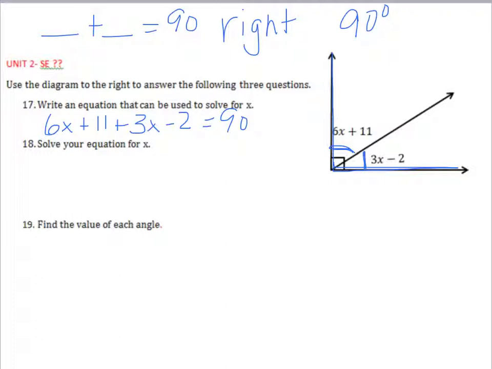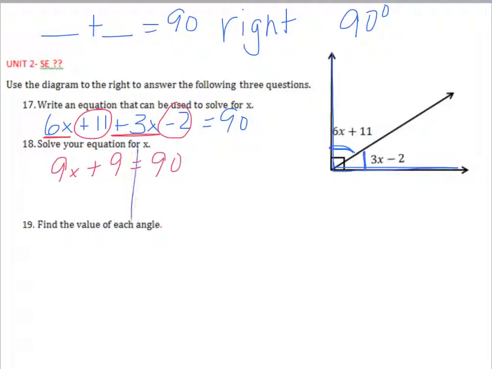Solve our equation for x. So we're going to get rid of fractions and parentheses, which we've already done. We're going to combine like terms. So 6x plus 3x is 9x. 11 minus 2 is 9 equals 90.